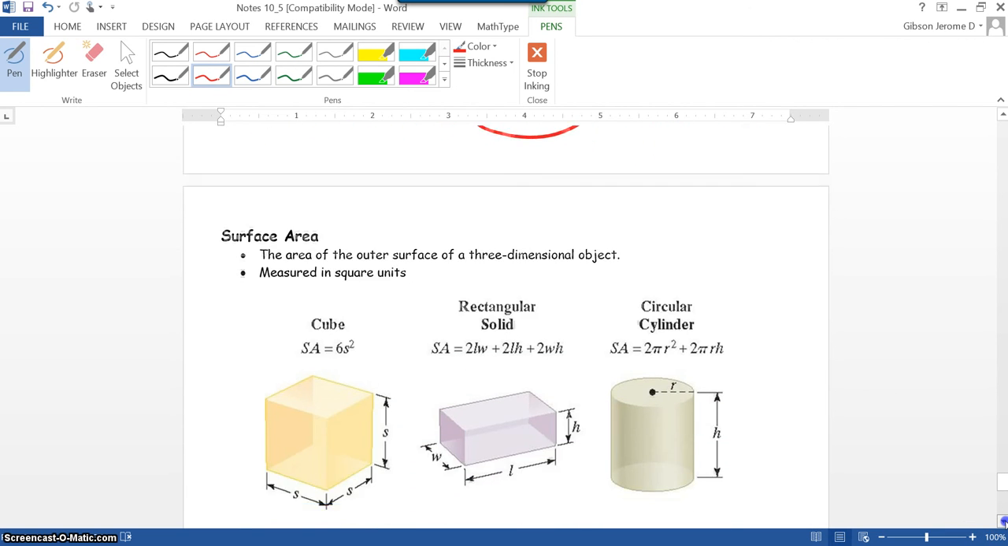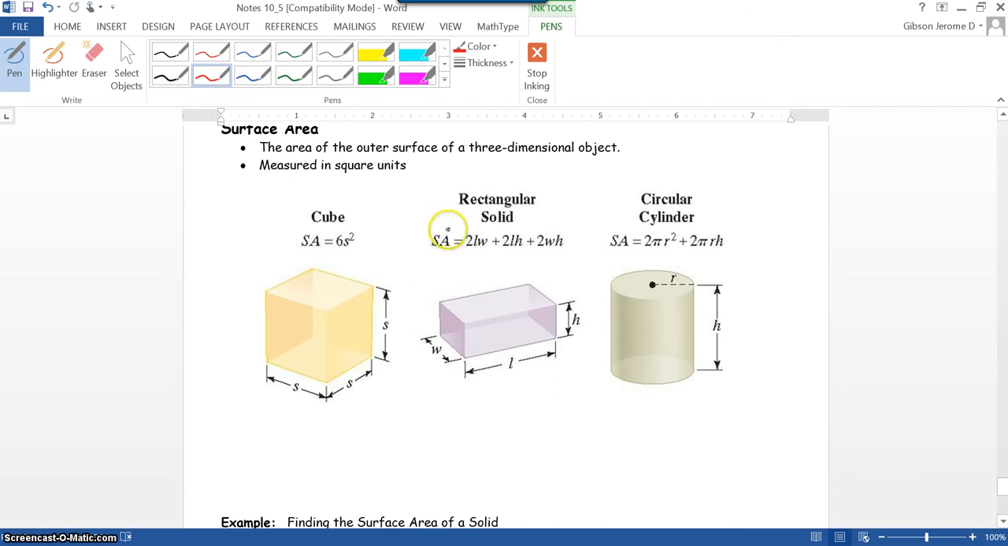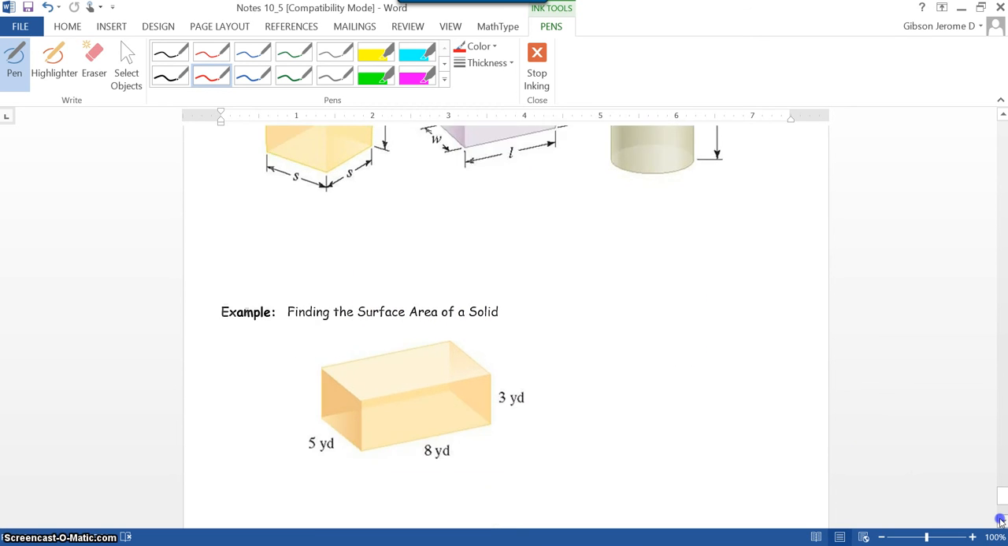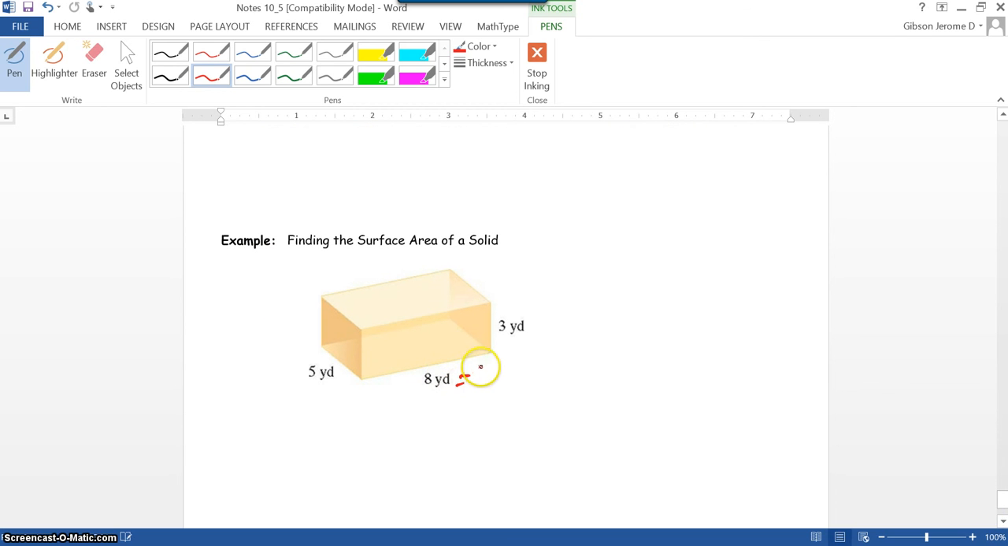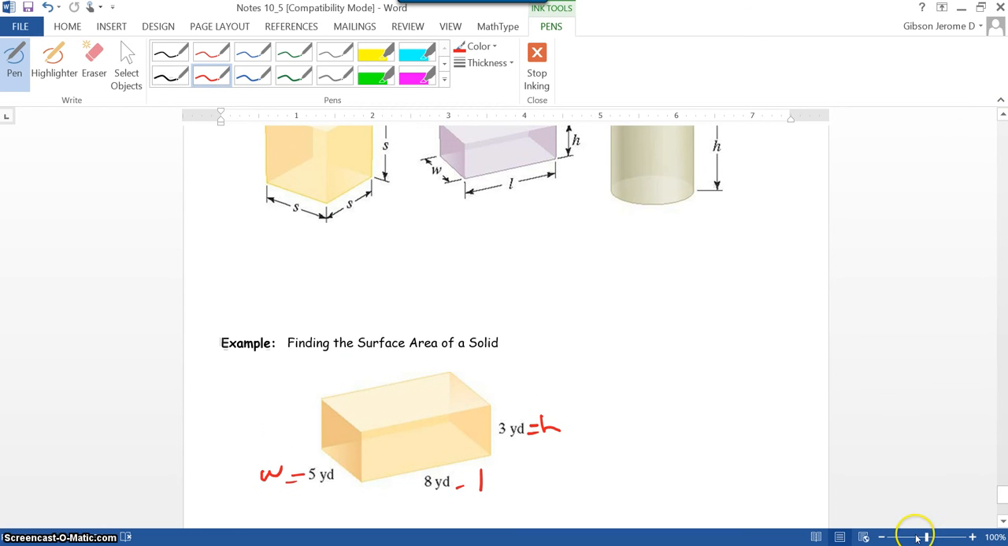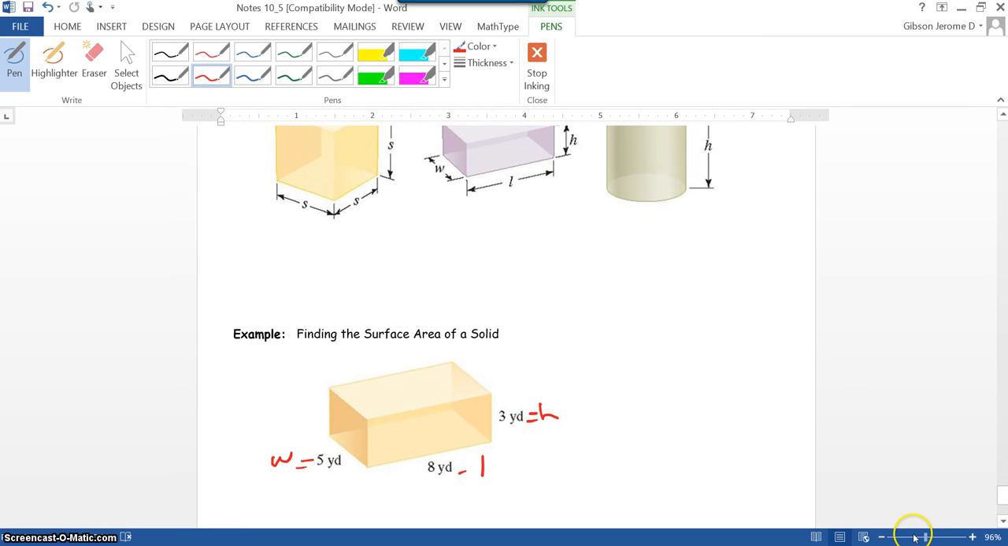Okay, next, surface area. Now we're given the surface areas for a cube, a rectangular solid, and a circular cylinder. Okay, now it says finding the surface area of a solid. Now, this surface area goes like this. First, we need to label everything. This would be my length, this would be my height, and this would be my width. So if we look back up here at this formula, it's a little out of sight here. Let me make this a little smaller so we can see this formula.